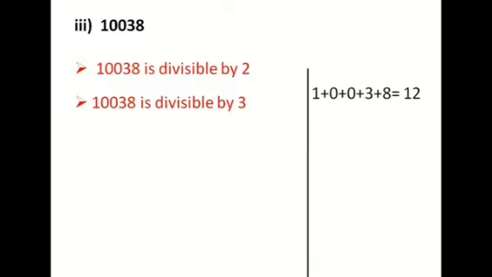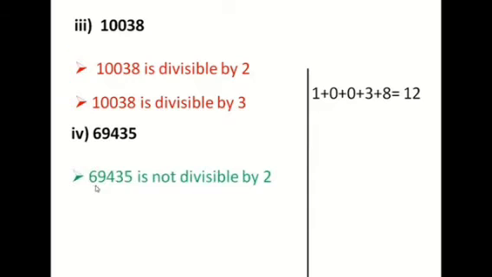Have you finished? If you finished, then go for one more sum. 69,435. Looking at the ones place, you can tell immediately whether it is divisible by 2 or not. As it is 5, it is not divisible by 2. So you can write it. 69,435 is not divisible by 2.